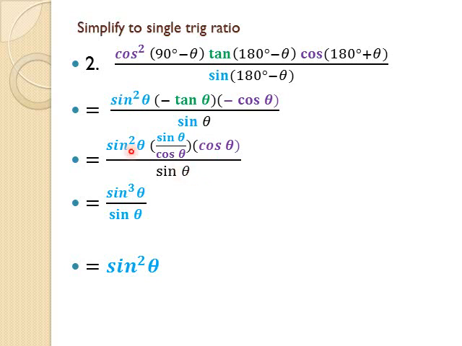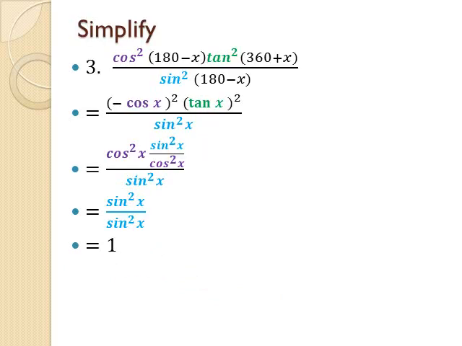Alright, so sine squared plus sine theta would give me sine cubed theta, and 1 over cos theta times cos theta cancels, so I only have sine cubed theta on the top, sine theta at the bottom, and when I divide, sine cubed divided by sine theta gives me sine squared theta. You see there, they say simplify to a single trig ratio. So I only have sine. I don't have sine, cos, and tan. Right? Let's look at the next problem.